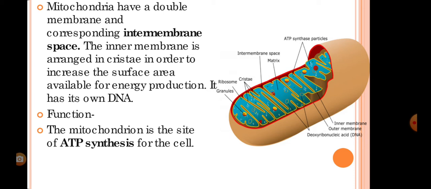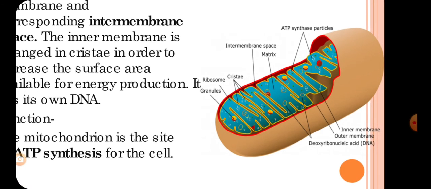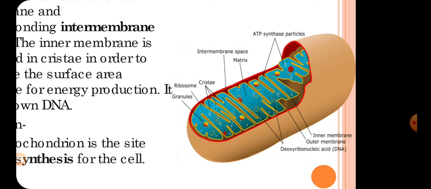Mitochondria also have their own DNA. Within the cell there is a nucleus, and inside the nucleus there is DNA, but the mitochondria also contain another DNA molecule. In the diagram, as you can see, there are two membranes, an outer membrane and an inner membrane. Inside the inner membrane, this blue portion forms the cristae, which are finger-like invaginations present inside the mitochondria.